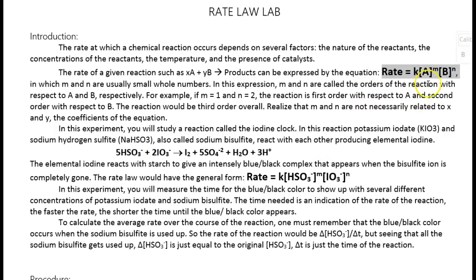Essentially what we're looking for is, where A is this HSO3 1-, which is called bisulfite. It's just a polyatomic ion that you've never had before, or you've never memorized, but it's called bisulfite. And then IO3 1- is iodate. And we're looking essentially for m and n, which is another way of saying to what power would we raise each of these in writing the rate law. How does each of these separately affect the rate of the reaction? Okay.